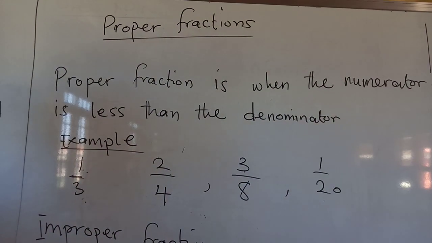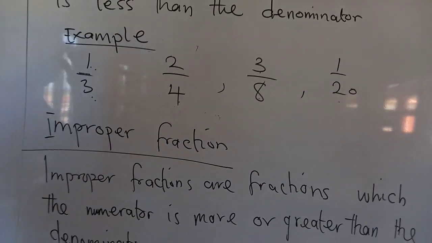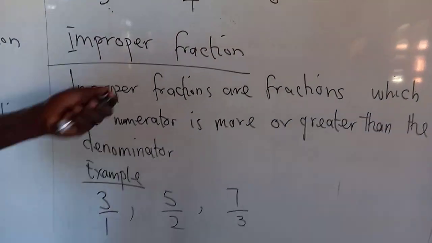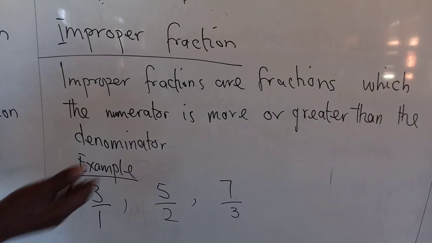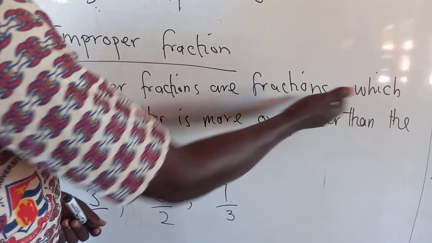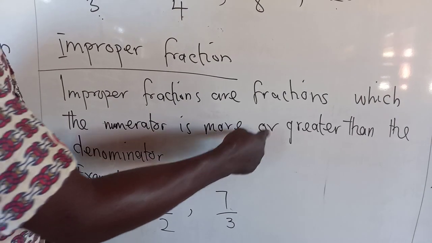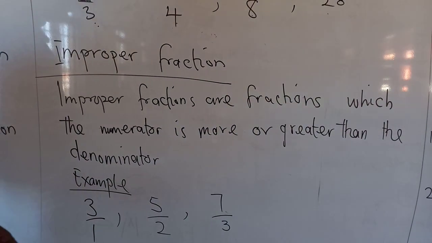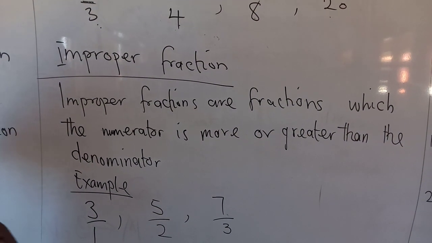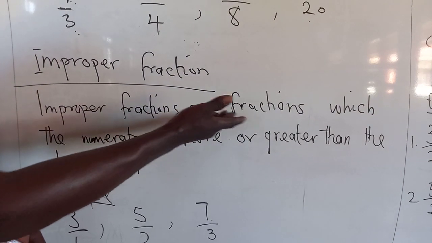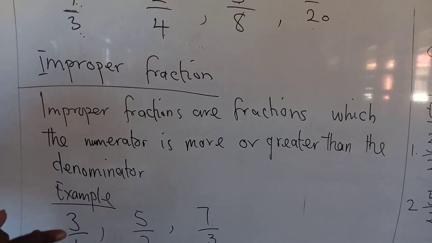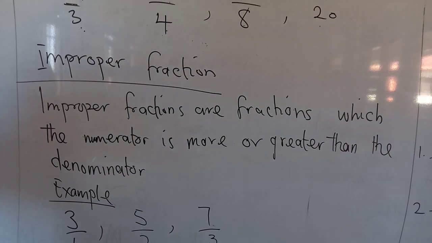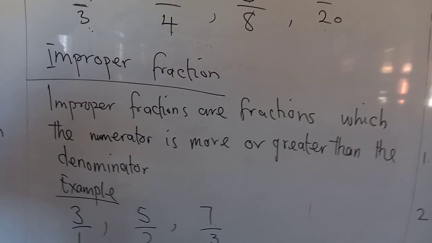Let's quickly look at improper. When you see something is improper, it is like something that is abnormal. It doesn't happen like that. So when you say improper fraction, they are fractions in which the numerator is more or greater than the denominator. So vice versa. You can say that improper fractions are fractions in which the numerator is more or greater than the denominator. When you see that, you say that it's improper.